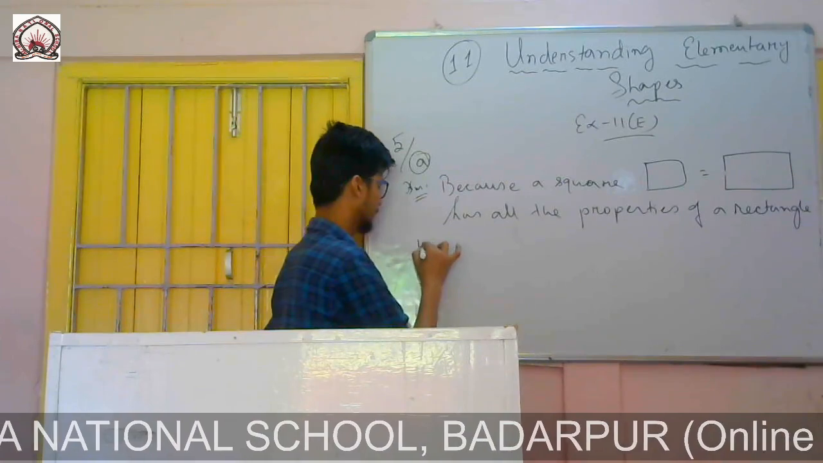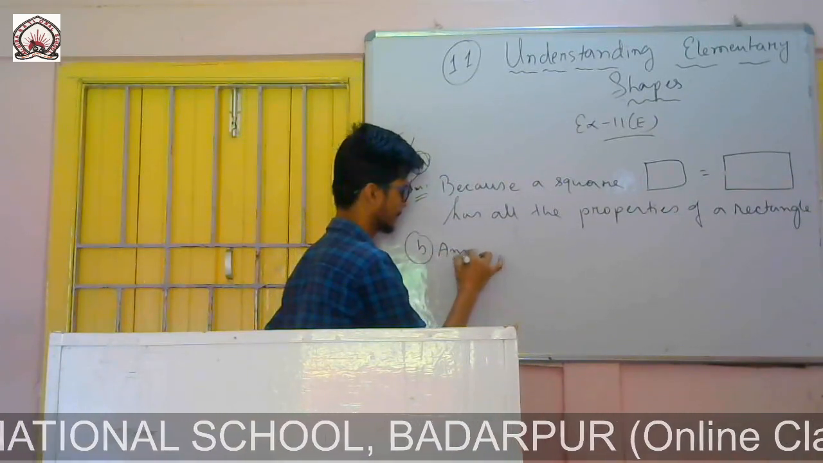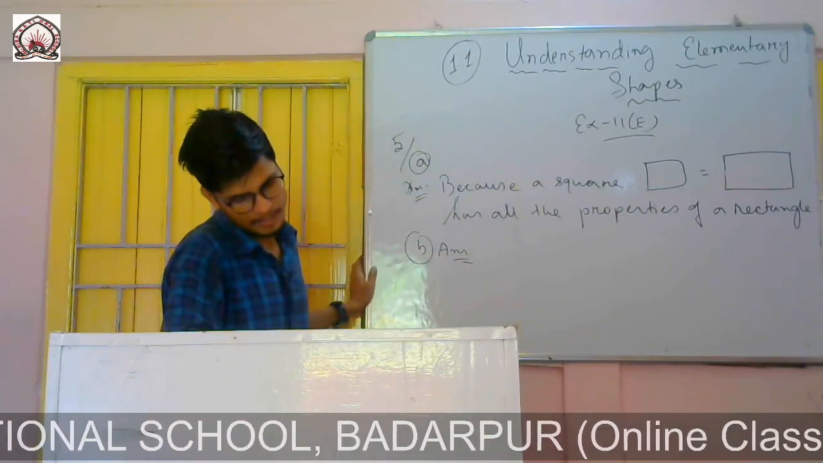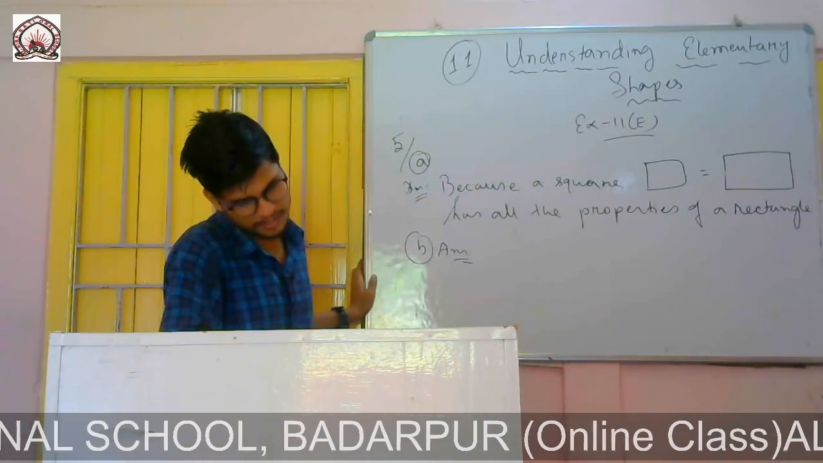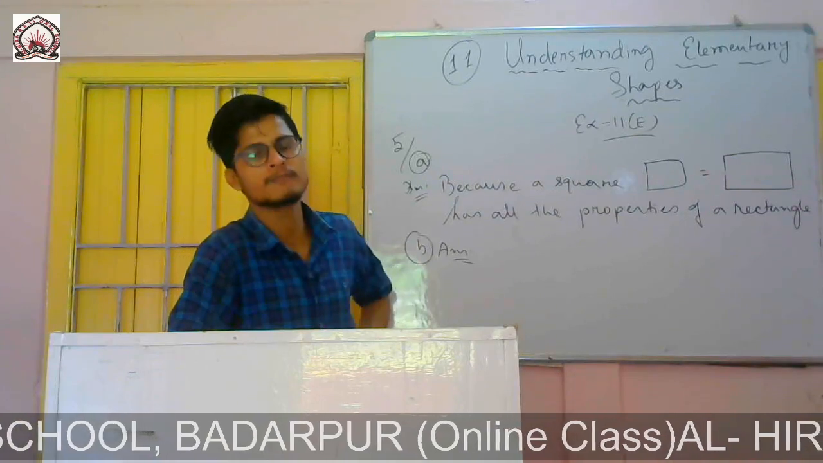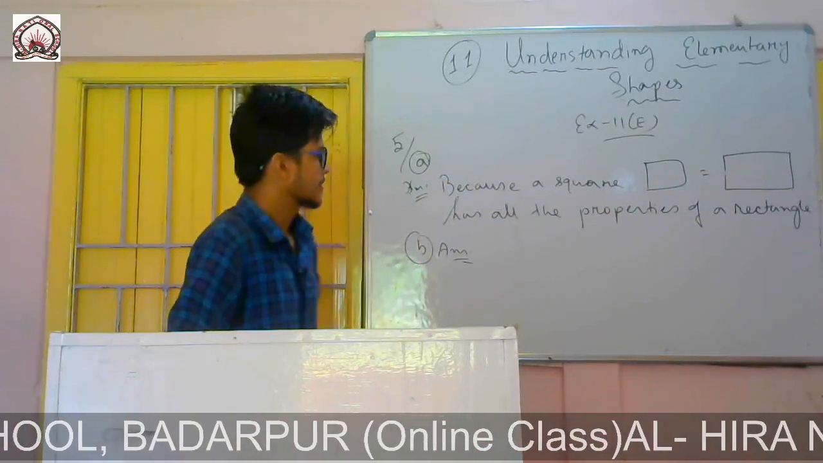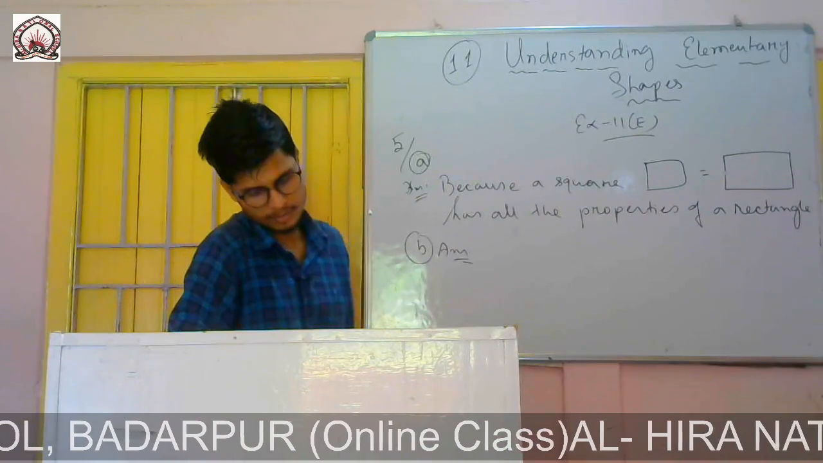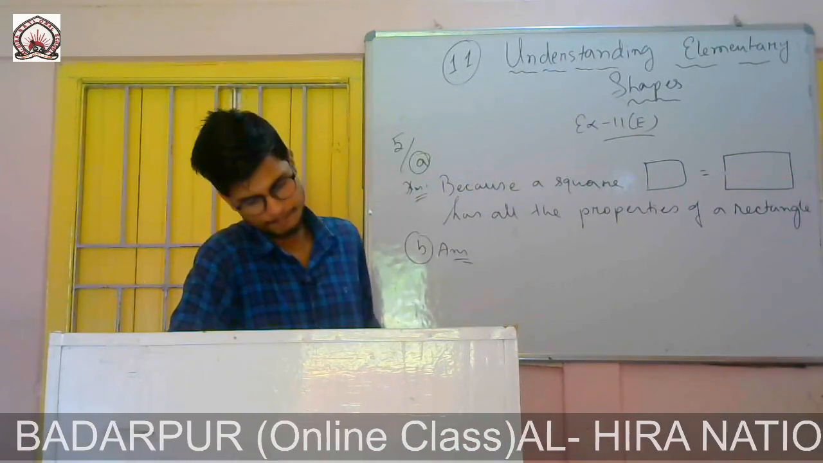Now, B answer. It is given a rectangle can be thought as a special parallelogram. So, can we think of a rectangle as a special type of parallelogram? Yes. So the reason will be the same, because it fulfills the basic criteria of a parallelogram.